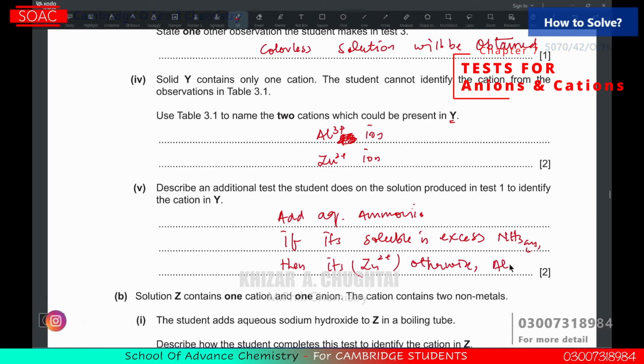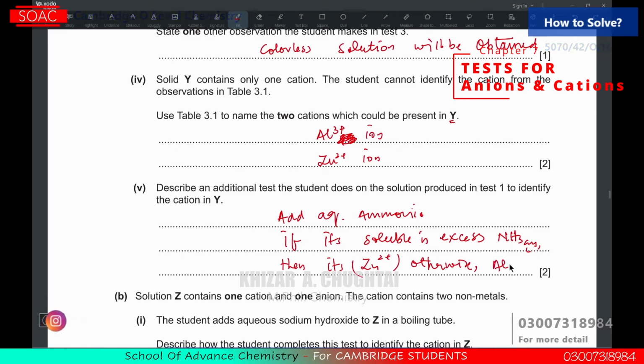B. Solution C contains one cation and one anion. The cation contains two nonmetals. So the basic thing is that two nonmetals are making a cation. This is the basic clue. So which cation has two nonmetals? That is NH4, with a positive charge, and it is said to be the ammonium ion. You can confirm it from the end page of this paper, the scheme of this paper, lying over here, and here it is. This is the only cation in this list that has two nonmetals.